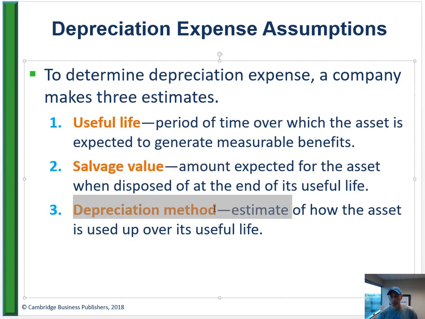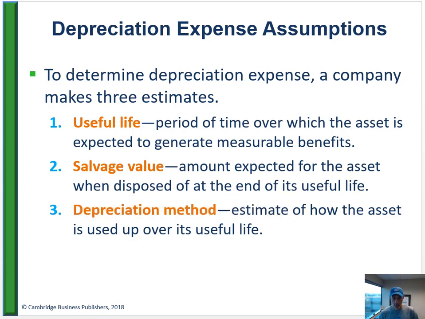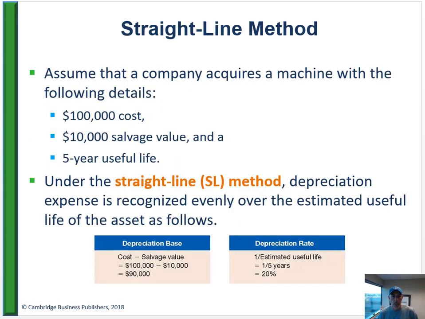And then lastly is the depreciation method. There are several methods, and we're going to go through a couple of them here. The simplest and most straightforward is called the straight line method. To determine straight line depreciation, we begin with the cost of the asset. We note the salvage value, which in this example is $10,000, and then identify the useful life, which in this example is 5 years. Using the straight line method, we take the cost of the asset less the salvage value, and then divide by the useful life.